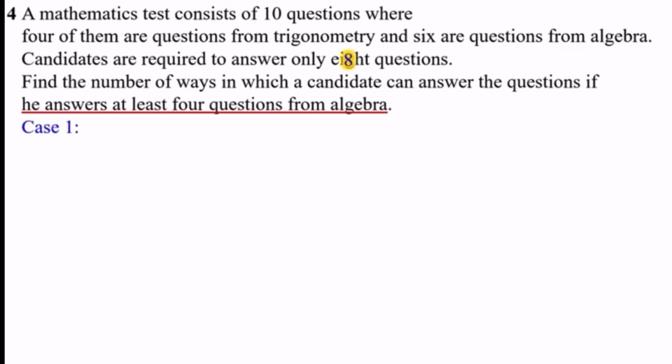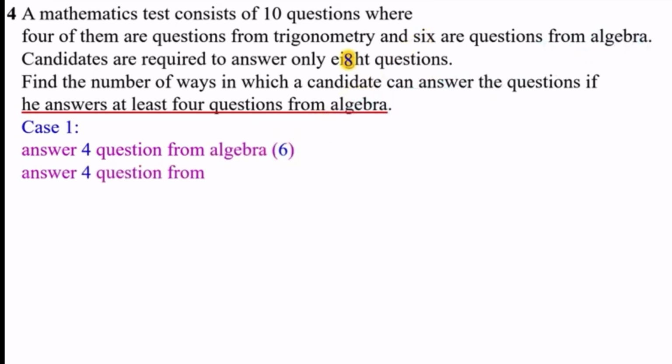Case 1. Candidates are required to answer only 8 questions. We have 4 questions from trigonometry and 6 from algebra. So if the student answers at least 4 questions from algebra, so answer 4 questions from algebra, it's actually 6C4.